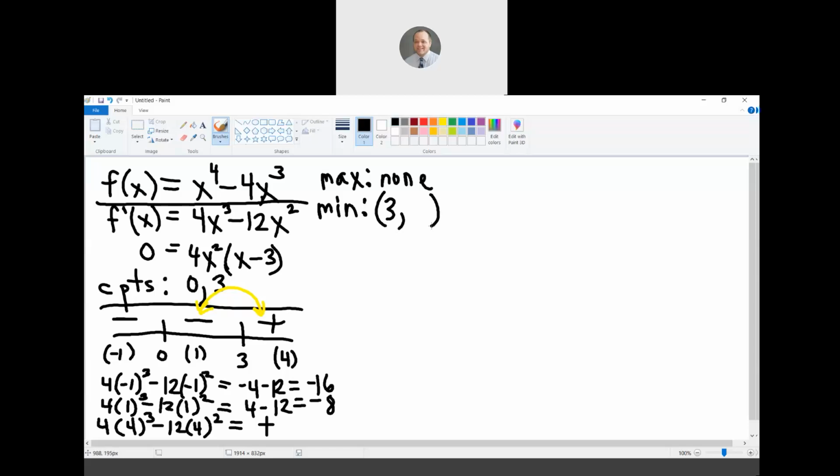And I don't know what the y value is. Let me figure it out right quick. Let's see, 3 cubed is 27 times 4 is negative 108 plus 81. So if I put this in my calculator correctly, the y value of our minimum point is negative 27.